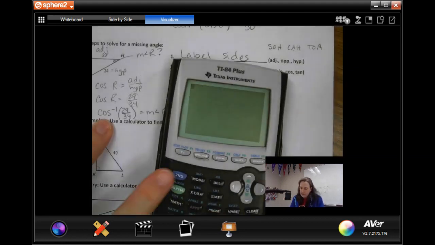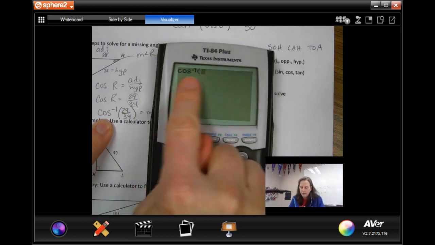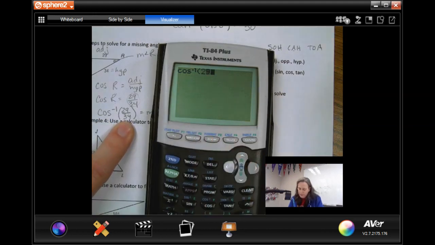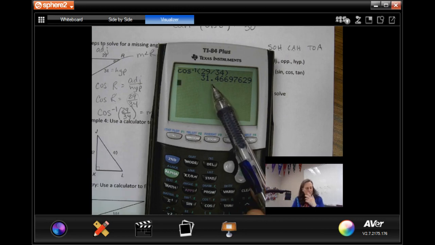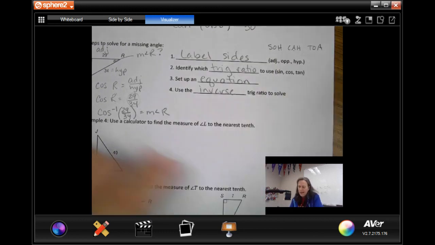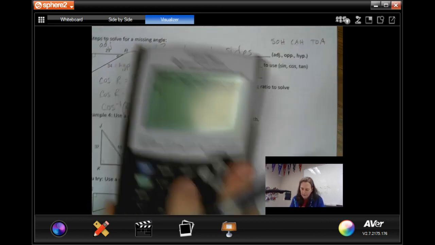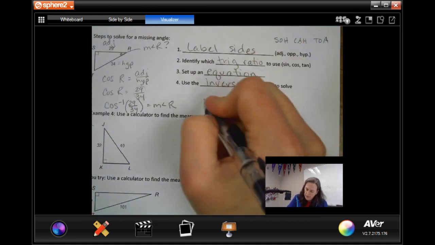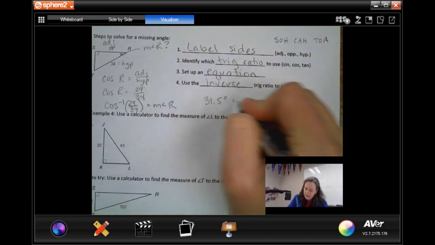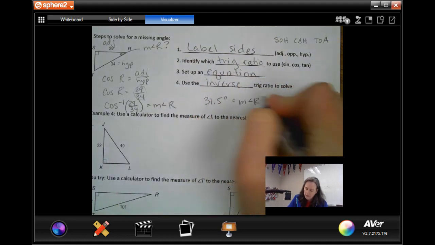And I need to do second cosine to get that to open up as the inverse. And then 29 divided by 34. So I put my fraction in there, enter, and now I can see that that angle is 31. And I think we'll still use, well, let's do tenths. I think it does say that on here somewhere. Yeah, we'll go to tenths. So we're going to go one place after the decimal. It's 31.5. 31.5 degrees equals the measure of angle R.